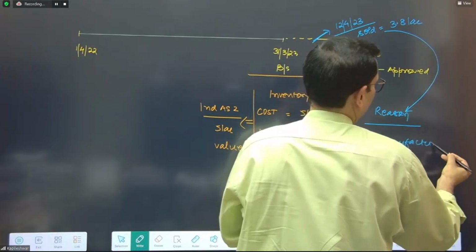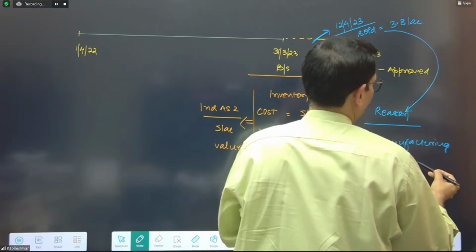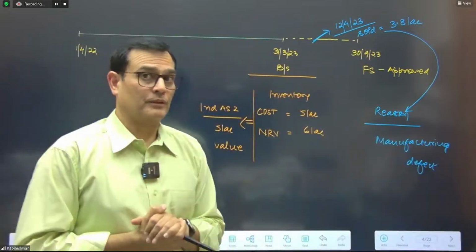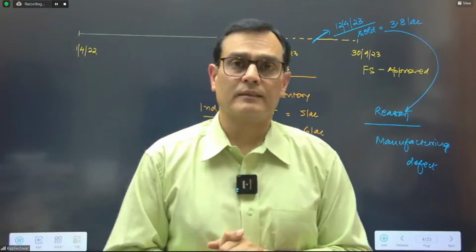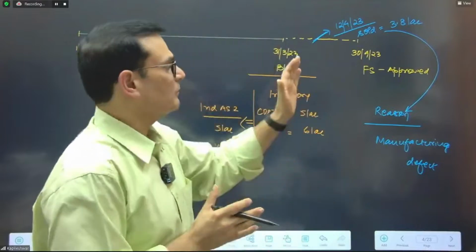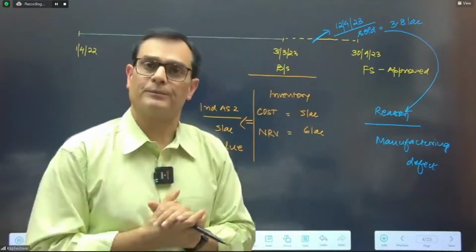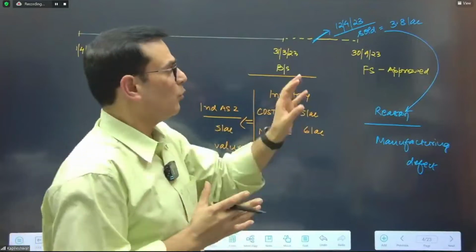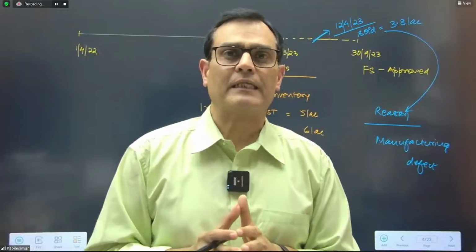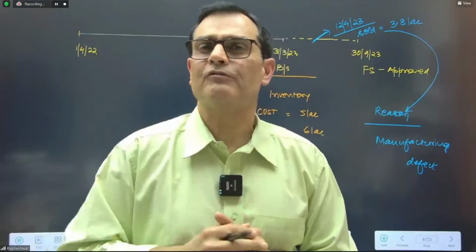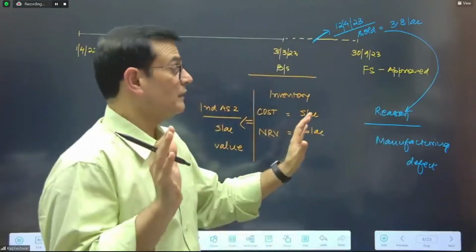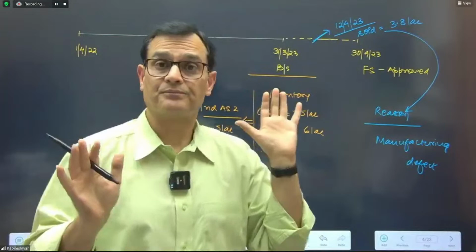The company identified that there is a manufacturing defect in this inventory, and the company never knew this. They only became aware of this defect after the balance sheet date when this inventory was sold. So when they investigated why this inventory is sold below the cost price, they identified that this inventory had a manufacturing defect, which they were not aware of on the balance sheet date, but they became aware only once the item is sold.